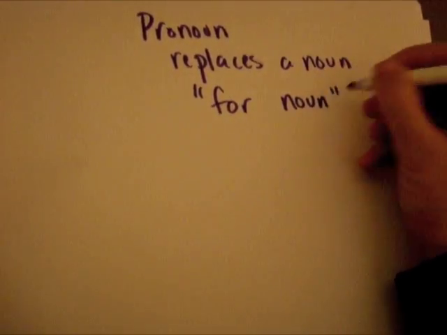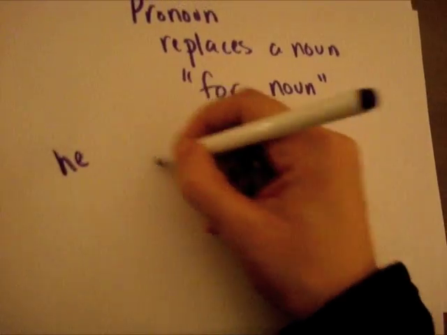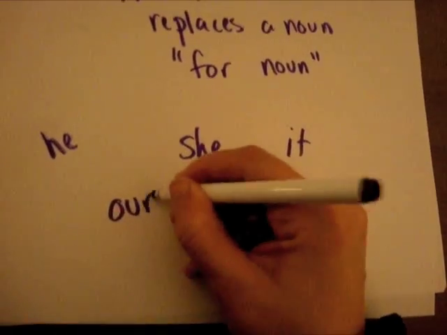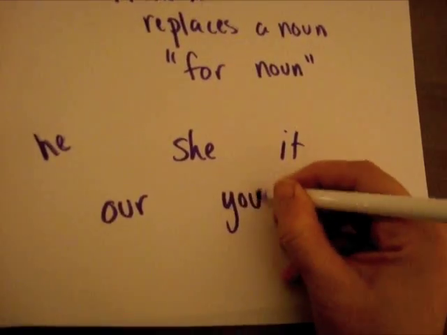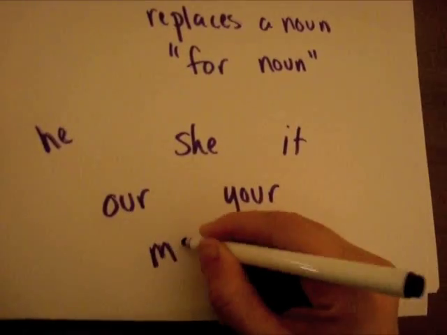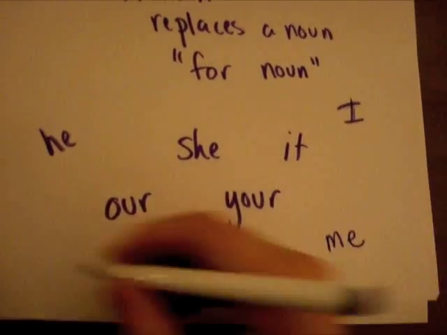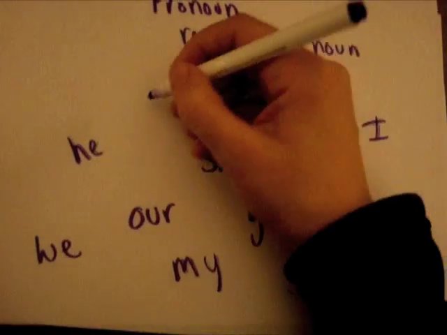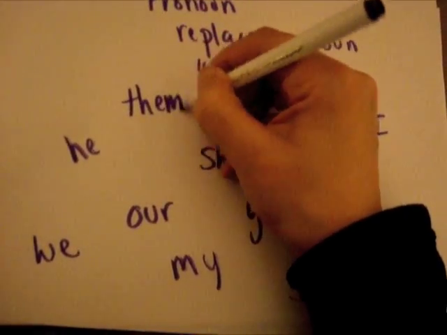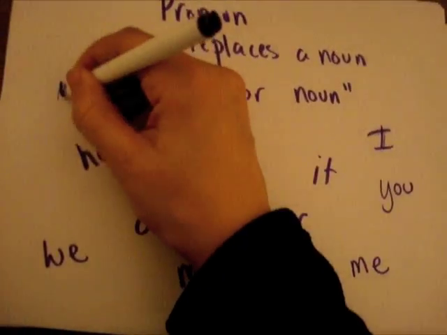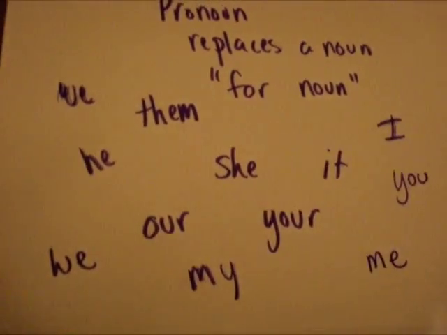So he, she, it, our, your, my, I, me, we, them, you, we. All of these words can be used in place of nouns.